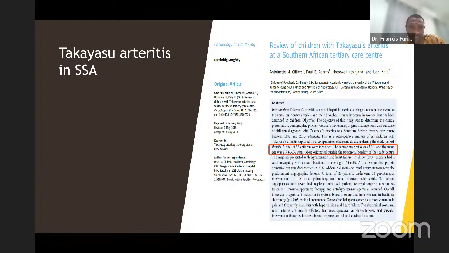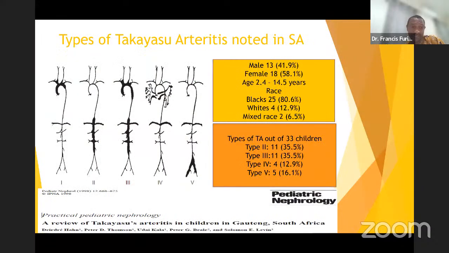Of course, another study that was done in South Africa, again by Han et al., showed that children with Takayasu arteritis can be picked up, and the age was between 2.22 to almost 15 years. And it was affecting children of all races. Of course, the majority of them were of African origin, as much as 80%, but these other ones were also noted.